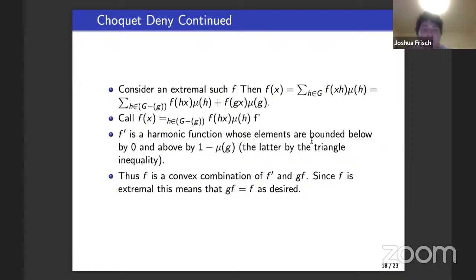But now a miracle happens. Since f is a convex combination of f prime and g of f, and f is extremal, this means that g of f is equal to f, which is exactly what we wanted.